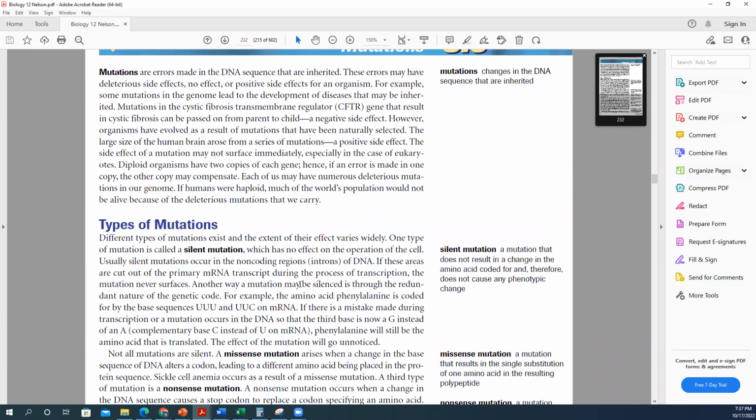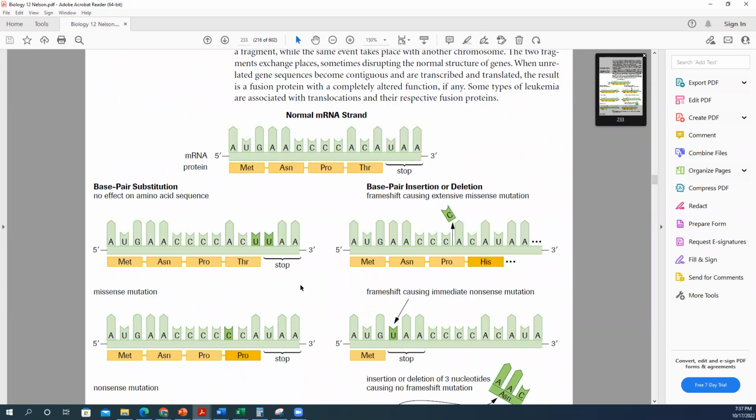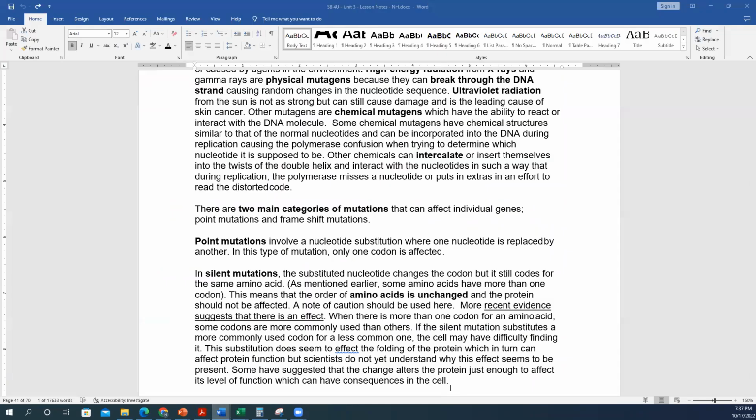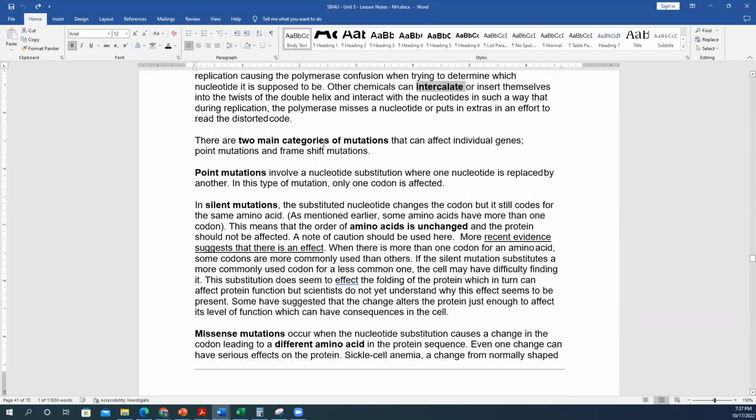They show a point mutation. So for example, a point mutation would be instead of a G, it gets a C, where only a single codon is affected. Or instead of AAC, it becomes GAC, so a single codon is affected. So that is a point mutation, where there's only one codon affected.